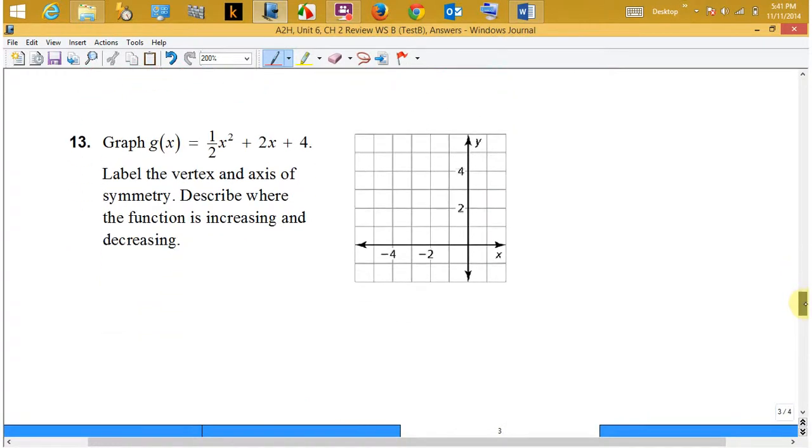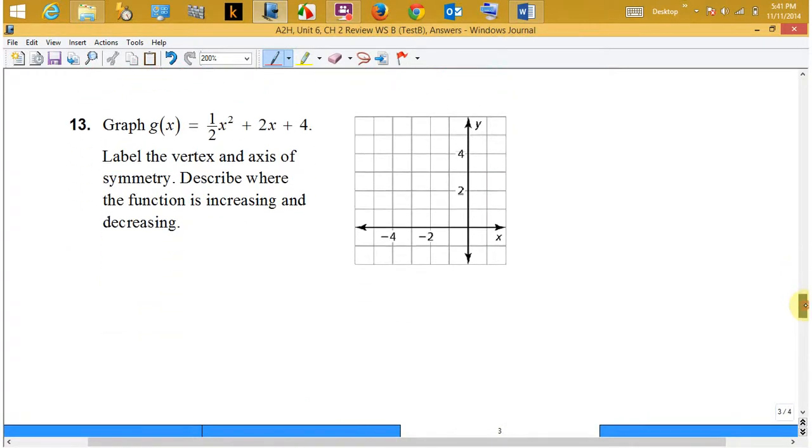We have another graph. This is going to be a standard form graph. If I look at this equation, A is 1/2, B is 2, C is 4. So let's figure out the axis of symmetry. That's going to be x equal to negative b all over 2a. X is equal to negative 2 all over 2 times 1/2, which would be 1, so that's going to be negative 2.